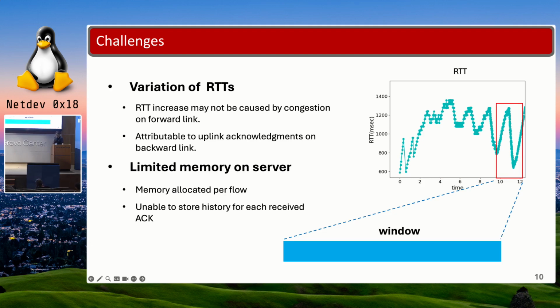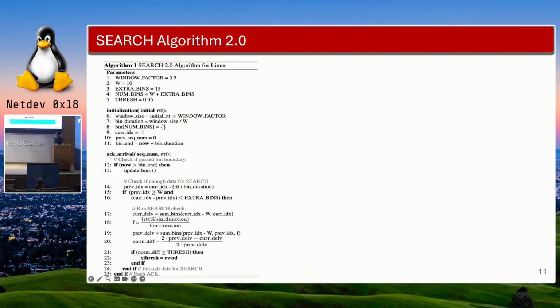So we may divide the larger window into small pieces, which we call bins. We can have multiple bins in one observation window. We shift the bins, just like a window sum, so we can calculate the delivered bytes in the given window and compare with the expected sending bytes. So that's the whole idea.